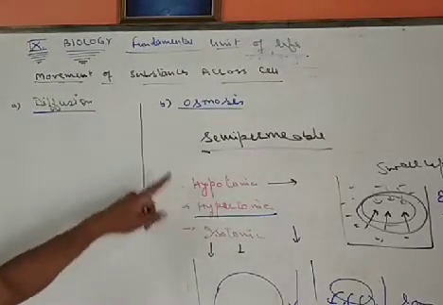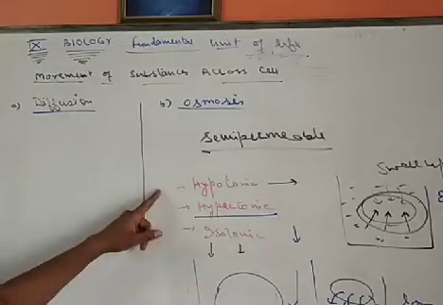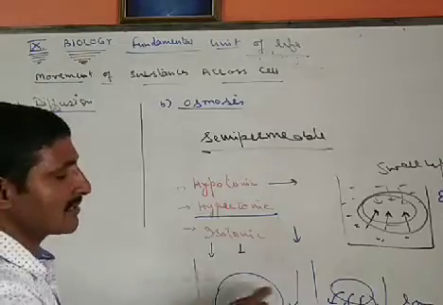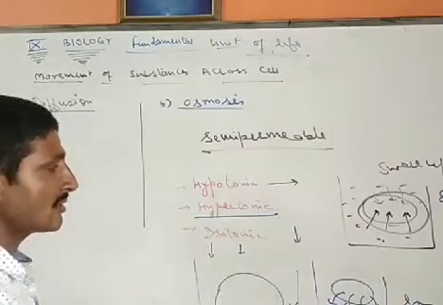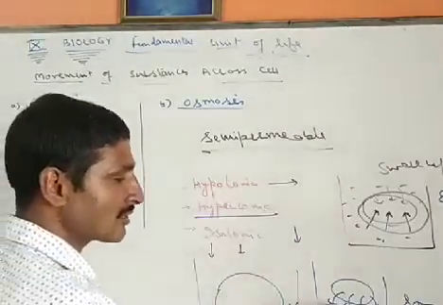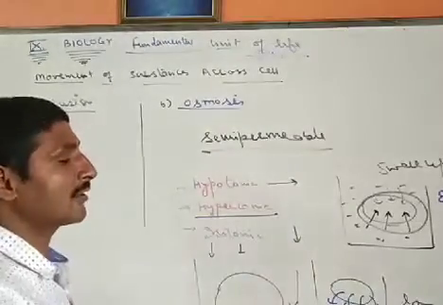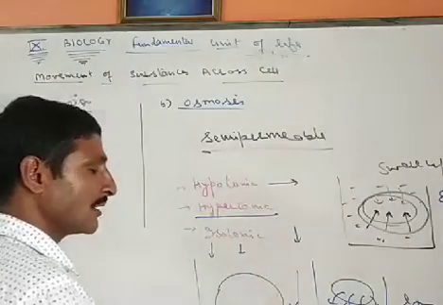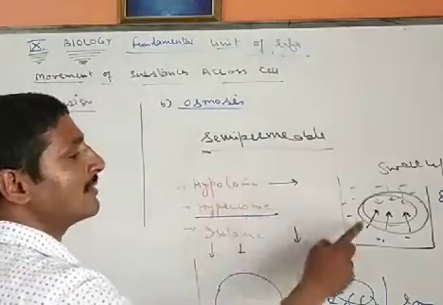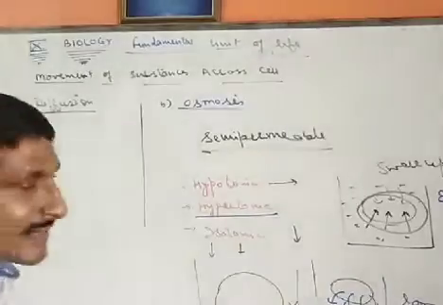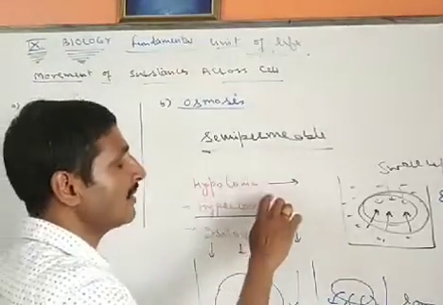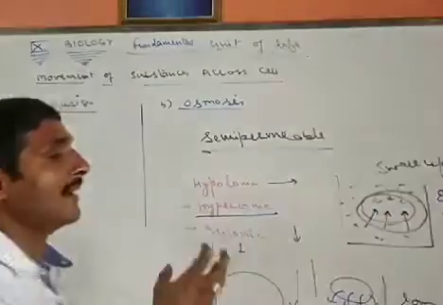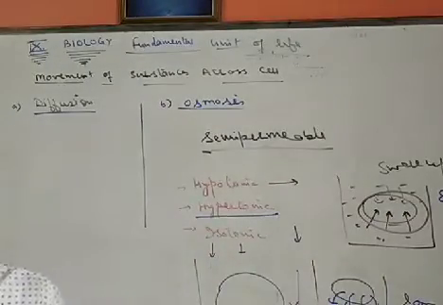Thus, we divide the solution into three types: hypotonic, hypertonic and isotonic. Isotonic means concentration is equal to the given solution. Hypertonic means the concentration of that solution is more than that of the given solution. In hypertonic solution, the cell will shrink. In isotonic, it will remain as such. Hypotonic means whose concentration is lesser than that of the given cell or given solution, and hence in hypotonic solution the cell will swell up and it will gain water from the surroundings.